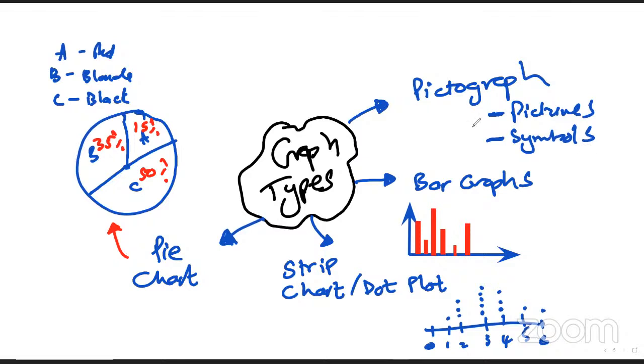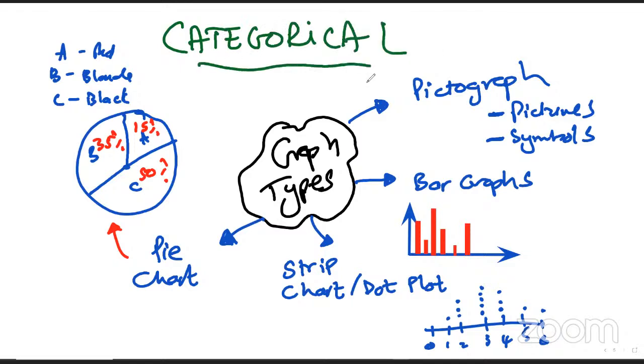Now remember, these over here, by the way, are all known as categorical. There's a big word over here, categorical, because everything is in categories. Category A, B, C, D, E, category 0, 1, 2, 3, 4, 5. Pictures are categories. Pie charts, A, B, C, categories. Everything is categories.